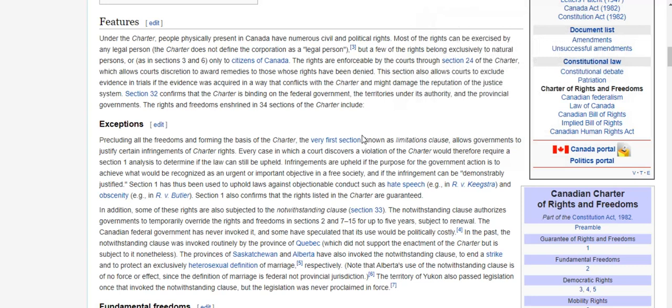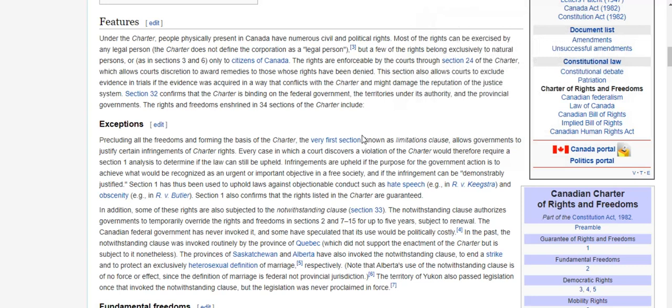In addition, some of these rights are also subjected to the Notwithstanding Clause. The Notwithstanding Clause authorizes governments to temporarily override the rights and freedoms in Sections 2 and 7 to 15 for up to 5 years, subject to renewal. The Canadian federal government has never invoked it, and some have speculated that its use will be politically costly.